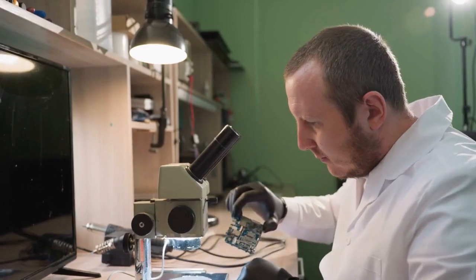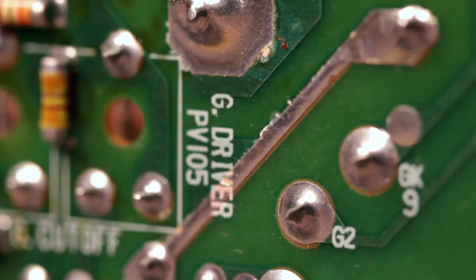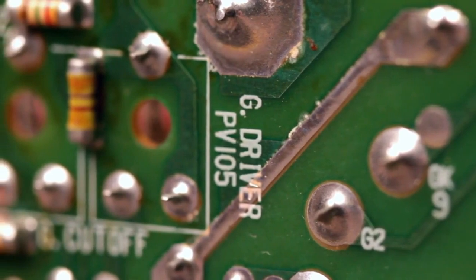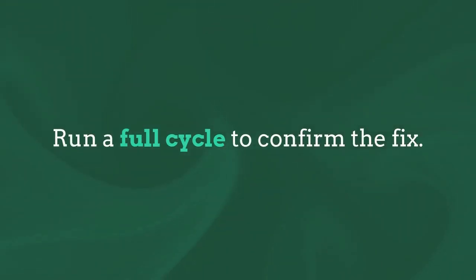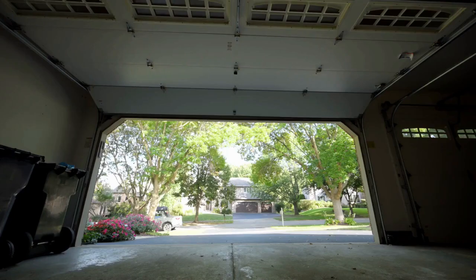Most people can fix this error with a new logic board. Follow the manual to ensure the new board matches your specific model number. Testing the door after the repair is vital. Run a full cycle to confirm the fix. Your garage door should now operate smoothly without flashing lights.